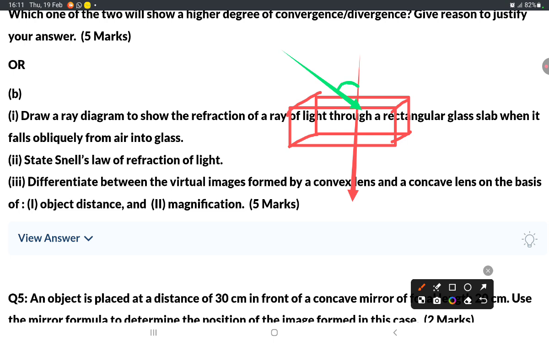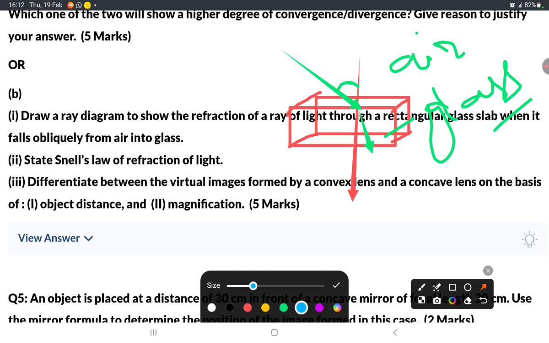So one is air and the next is this glass slab, right? Obliquely from air to glass slab. Then what will happen to the ray? Already you know there is one bending, right? This ray again bends towards the normal and moves. Clear? Towards the normal and moving. Next, again there will form another normal, right?